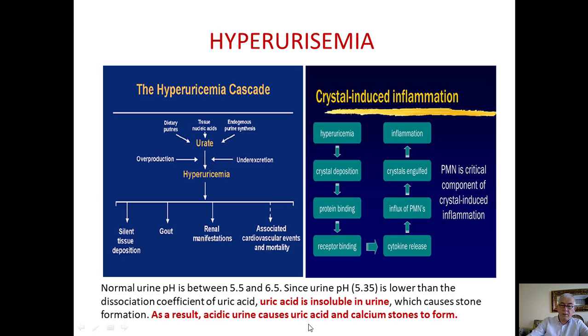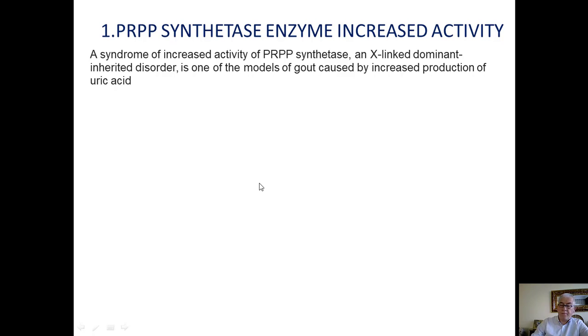It's a very dangerous condition for people. Uric acid is insoluble in urine and causes stone formation. As a result, acidic urine causes uric acid and calcium stones to form. And which problems are responsible for increased uric acid in blood, hyperuricemia? First is increased activity of the PRPP synthase enzyme. It's a genetic problem.